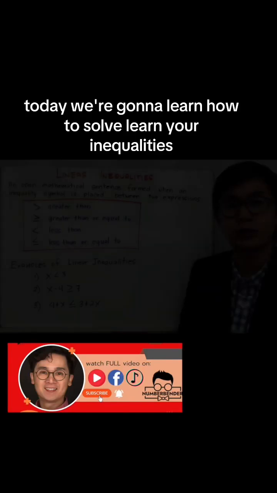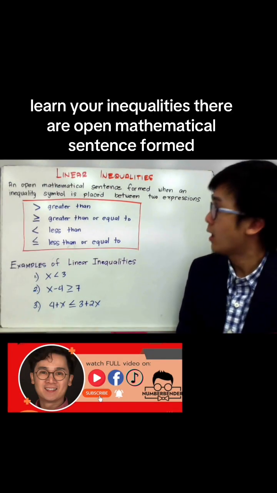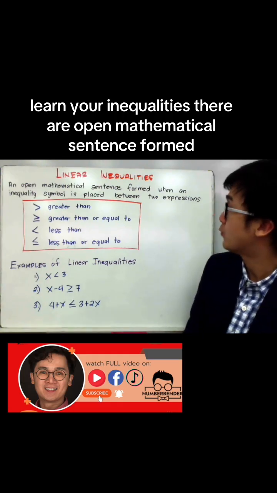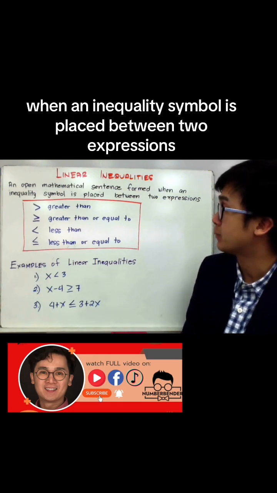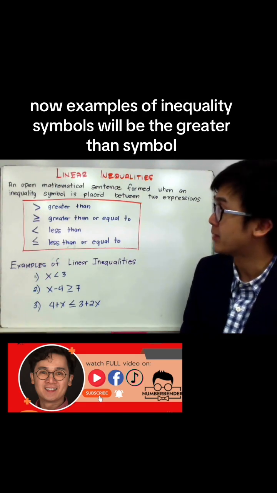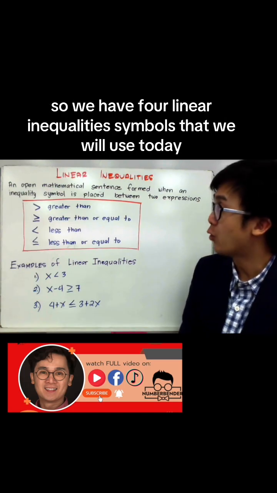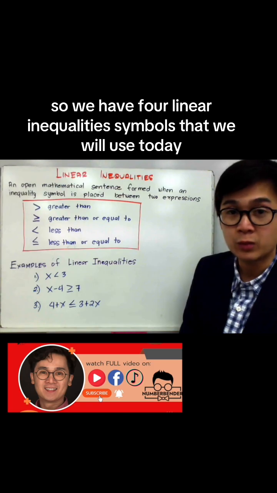Today we're going to learn how to solve linear inequalities. By definition, linear inequalities are open mathematical sentences formed when an inequality symbol is placed between two expressions. Examples of inequality symbols are the greater than symbol, greater than or equal to, less than, or less than or equal to symbols. So we have four linear inequality symbols that we will use today.